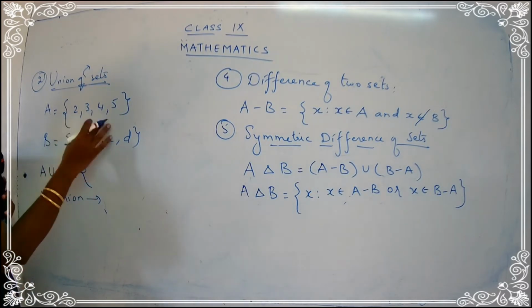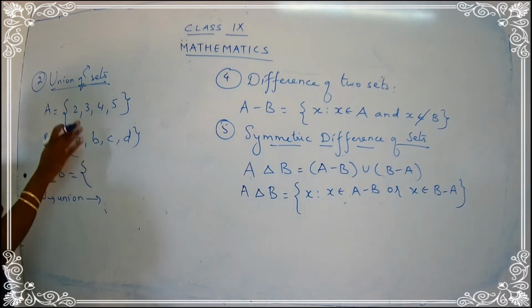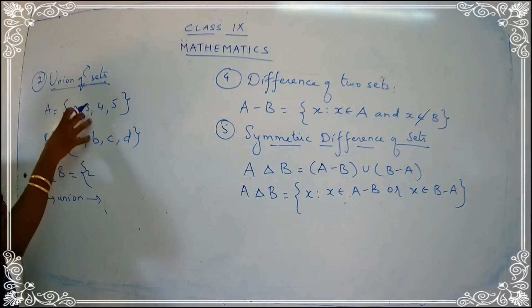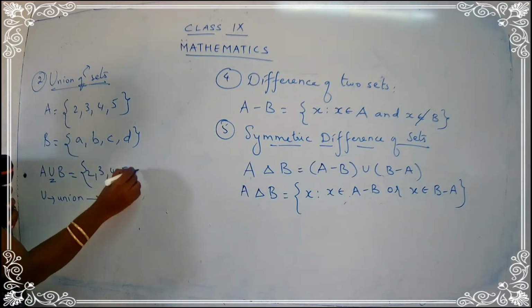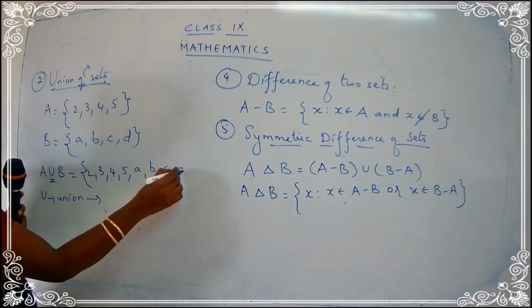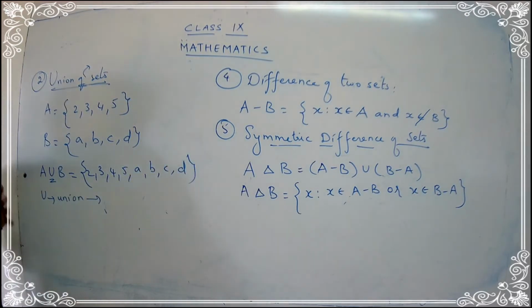So here nothing is being repeated. Yes, children? You have to write all the elements of A and B together. So 2, 3, 4, 5, a, b, c, d. This is the answer. Is it easy? A union B means you have to combine A and combine B, that is, you write A and B together. Are you clear, children?